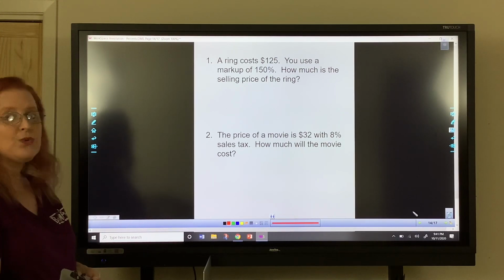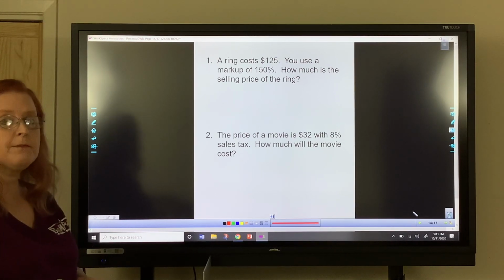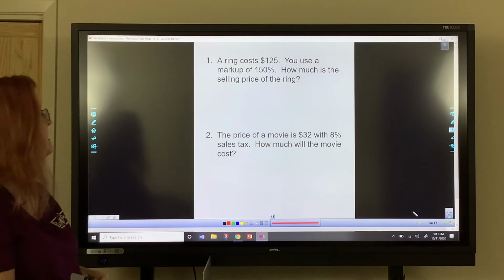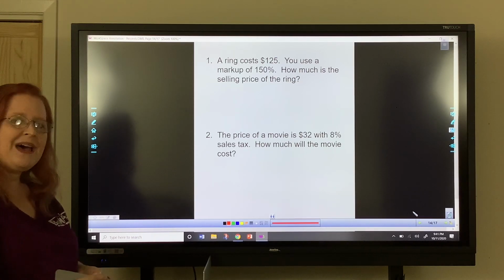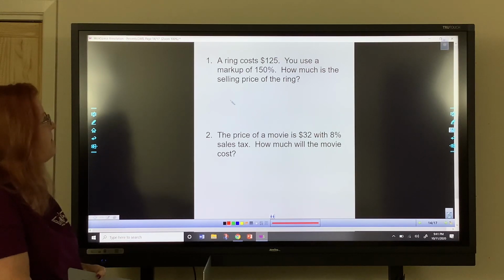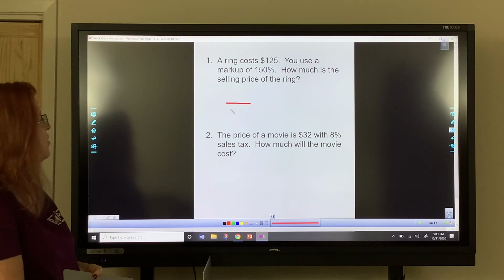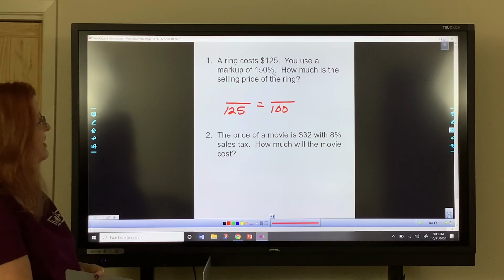Okay, so a ring costs $125. You're going to use a markup of 150%. So how much is going to be the selling price of the ring? Remember back to our percent proportion that we did way back at the beginning of this video? Well, let's set that up. Okay, the ring is going to cost $125. That's what you pay for it. That is your 100%. And then you want to mark it up to 150%.